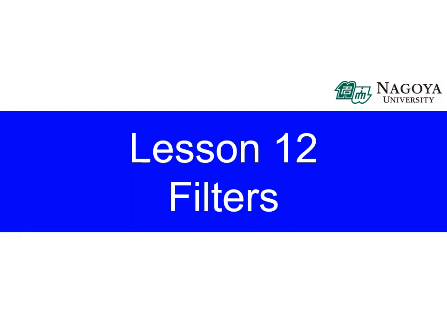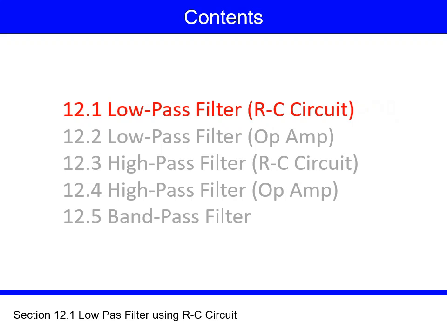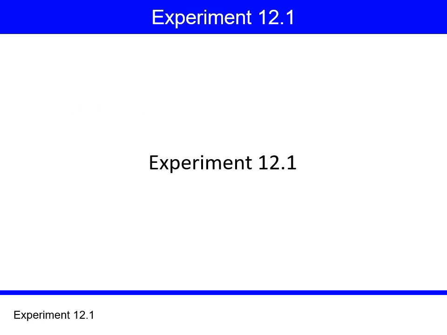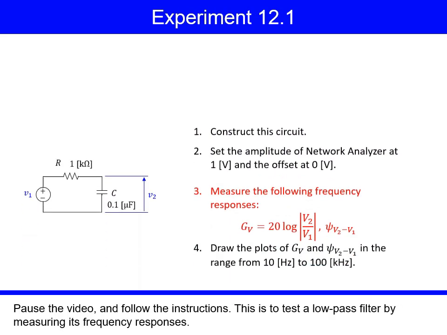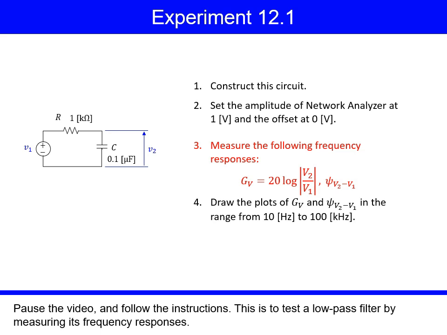Lesson 12, Filters. Section 12.1. Low-pass filter using an RC circuit. Experiment 12.1. Pause the video, and follow the instructions. This is to test a low-pass filter by measuring its frequency responses.